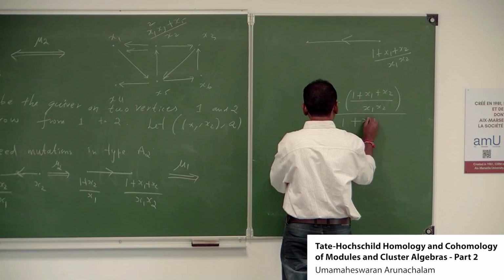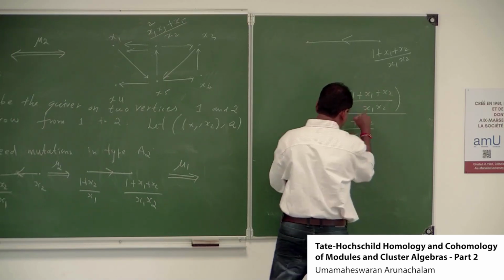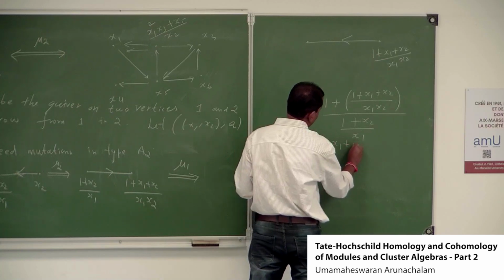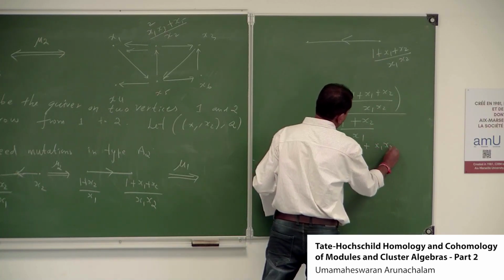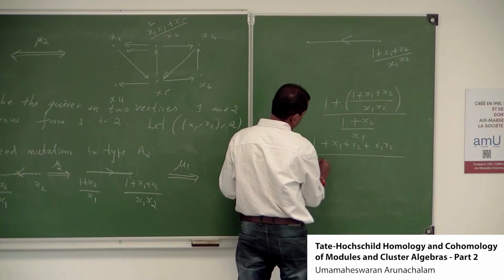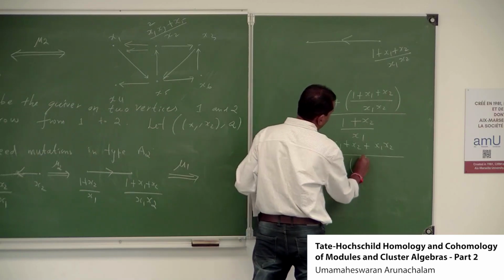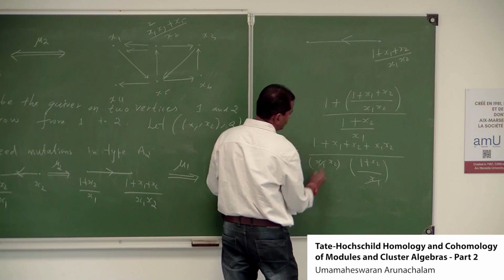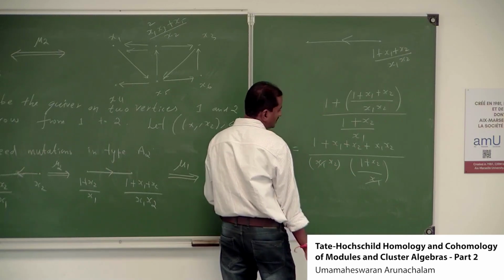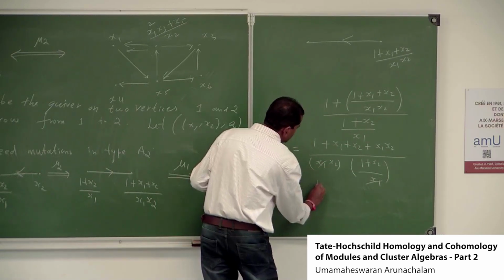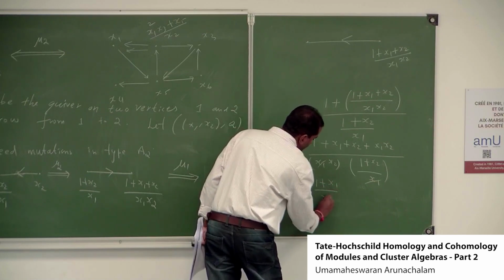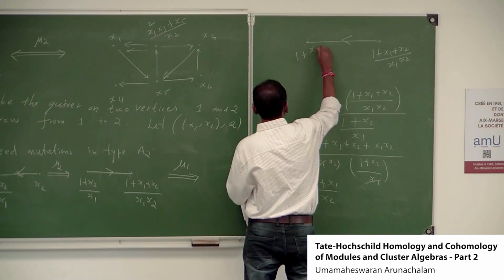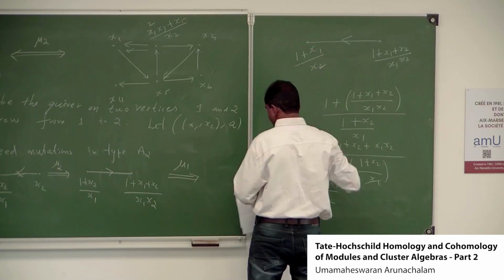Your x1 is (1 plus x2) divided by x1. If you are simplify this, 1 plus x1 plus x2 plus x1 x2 divided by x1 x2, (1 plus x2) divided by x1, just you can remove this. If you are simplifying this, we will get (1 plus x1) divided by x2. So this variable is (1 plus x1) divided by x2.